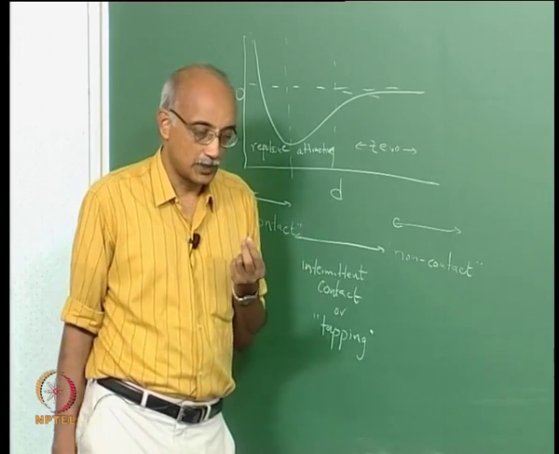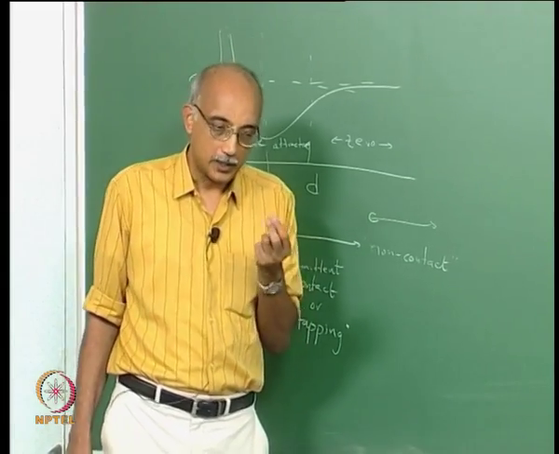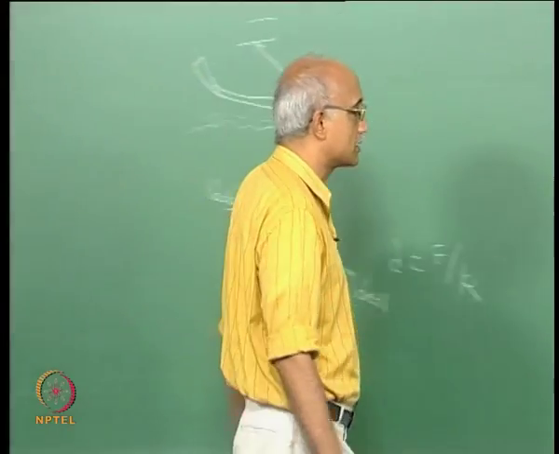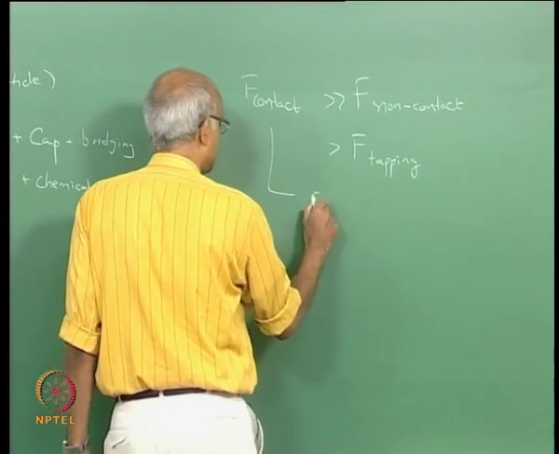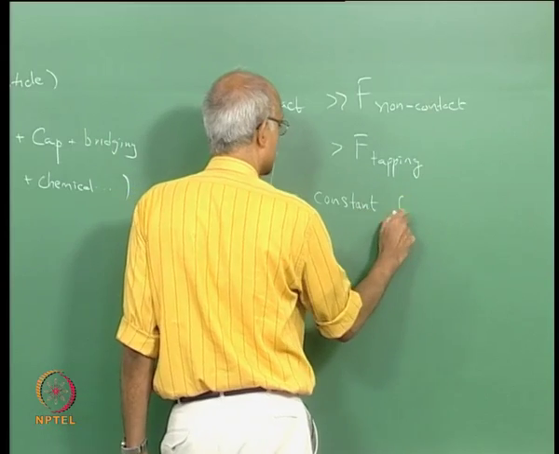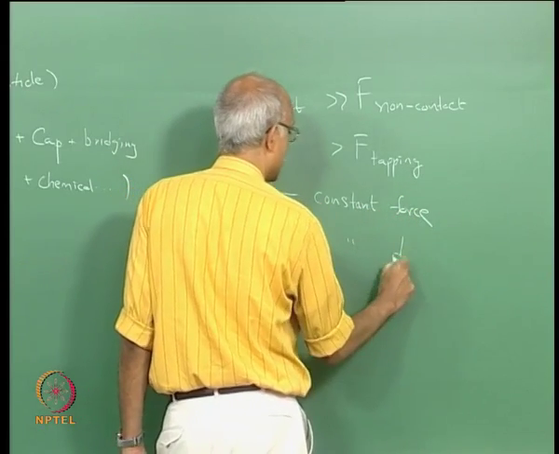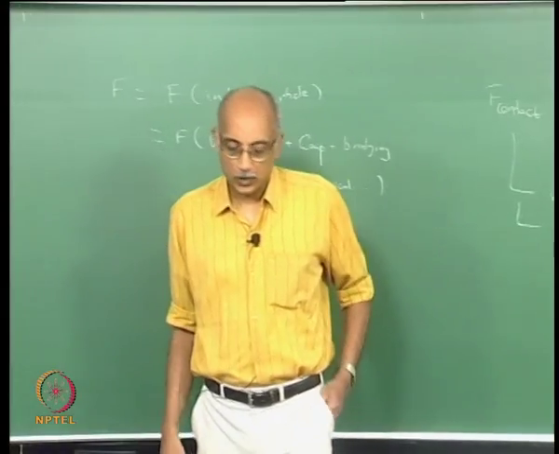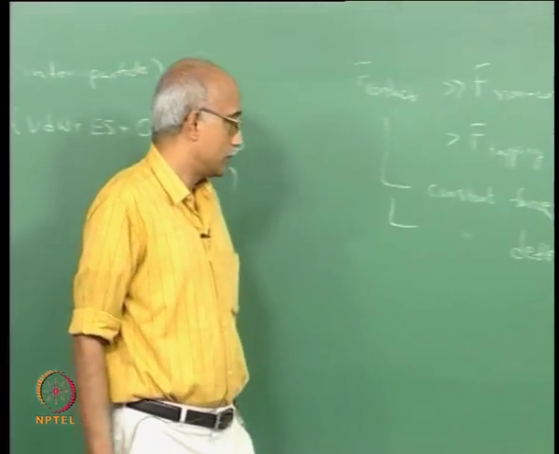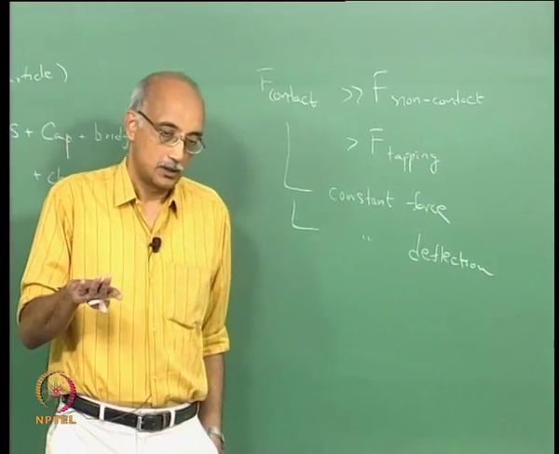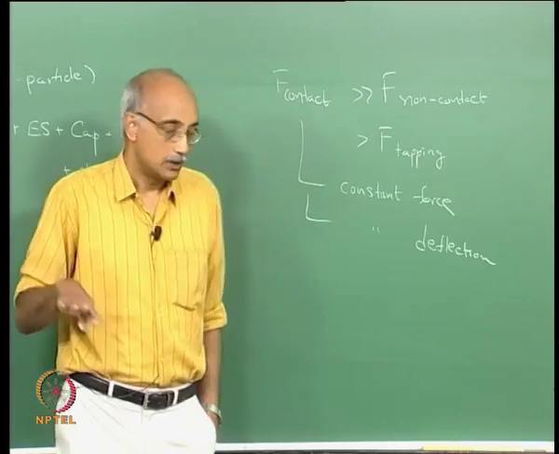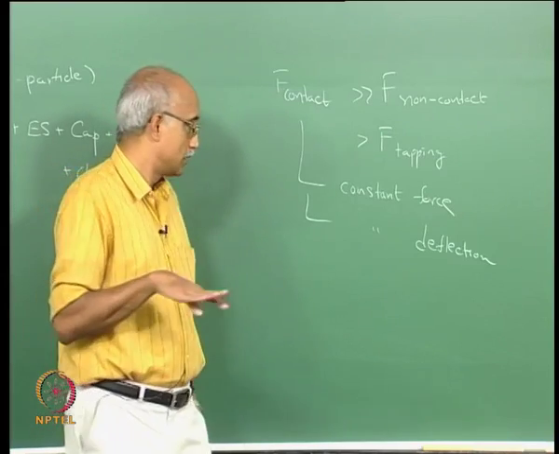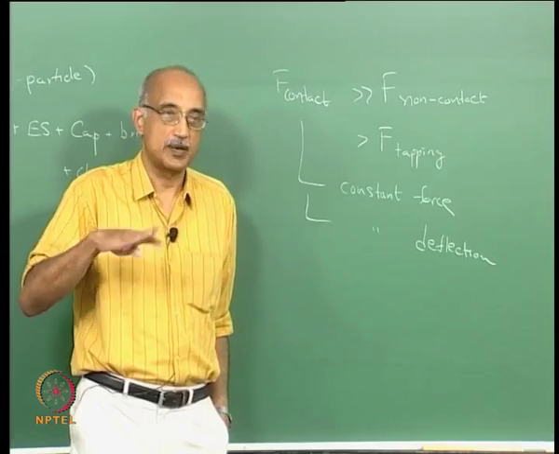Now when you use an AFM in the contact mode, there are again 2 methods in which it can be used. The first is what is known as constant force, and the second is constant deflection. As the name suggests, in one method of operation you maintain the force the same. In other words, you modulate the movement of the probe in order to get the same force that you are measuring with your probe.